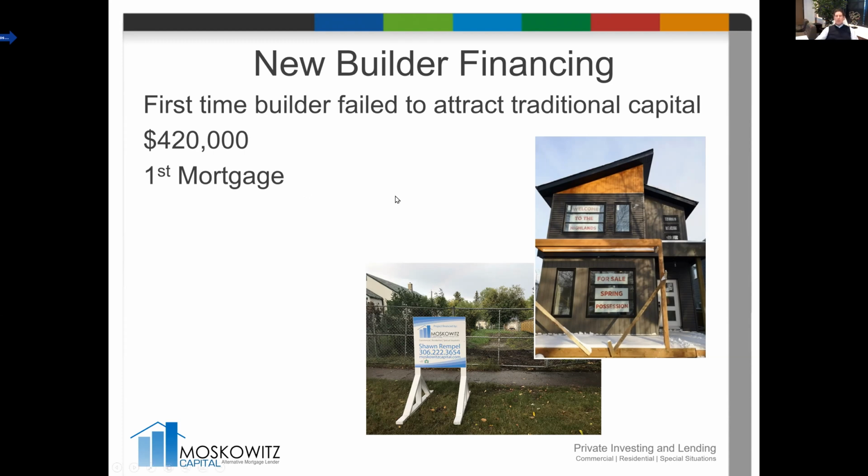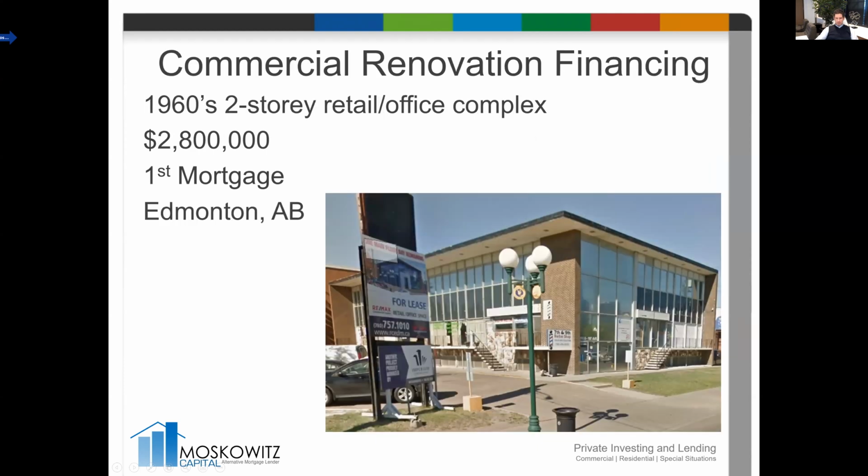Driving around and looking for newish builders. We love commercial construction as well. This happens to be in Edmonton. This is a building that's being completely torn apart inside and renovated. We provided a $2.8 million first mortgage. And I can tell you that for commercial renovation, major structural work, the price for that type of capital is in the 9 and 10% interest rate range.